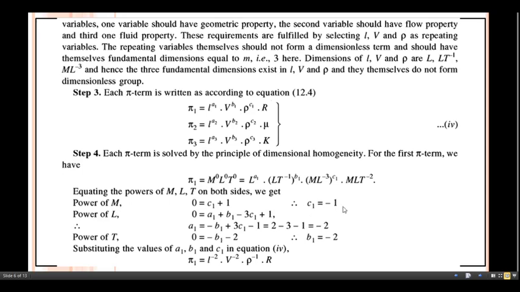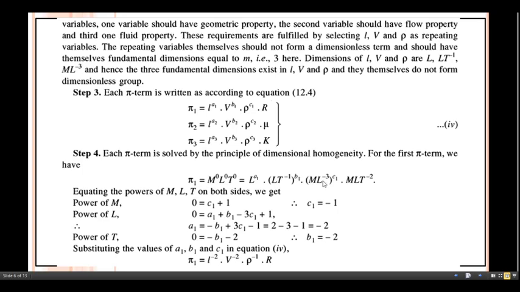So C1 equals minus 1, we can get from this relation. So what about the next one? Here, in this case, we can just equate the powers of L. On the left side again we have 0, and on the right side the power of L is A1, so A1 is written here. The power of the next L is B1, so L raised to B1. So here one can write B1.